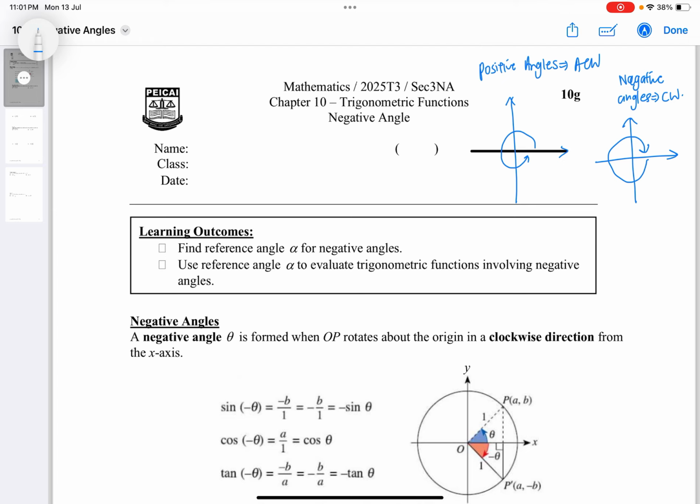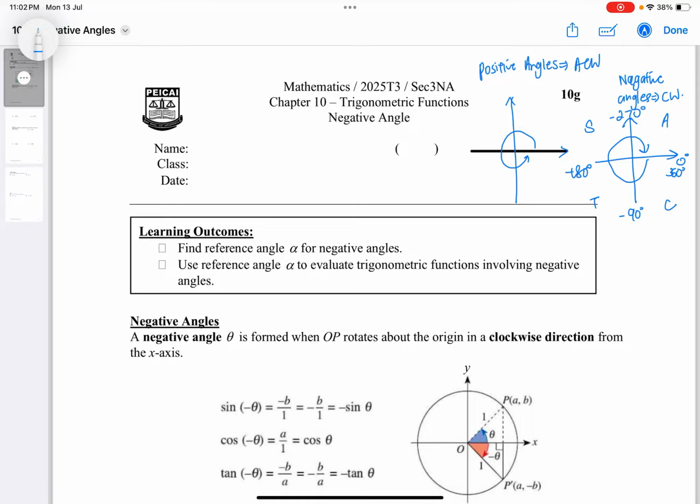Basically you go in the opposite direction, and then the four quadrants will now become 0, negative 90, negative 180, negative 270. But the ASTC stays the same. So the way you name the quadrants are the same. ASTC, no difference. It's just that the numbers are now in reverse direction. So the way we do it is exactly the same.